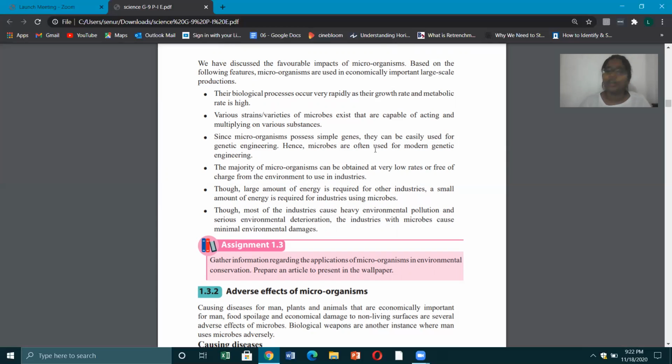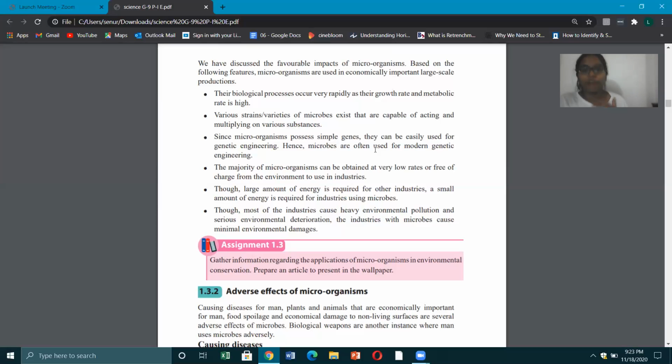Okay. What are the features of the microorganisms which help in that? One is, children, their biological processes occur very rapidly, as their growth rate and metabolic rate is high. So if you do something without microorganisms, it will take so much time. But if you use microorganisms, it can be done very fast.